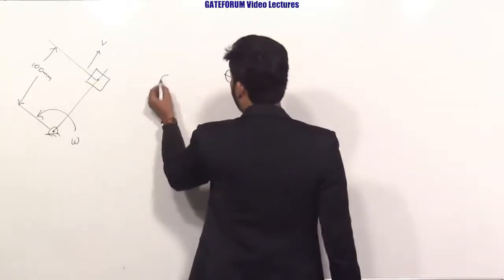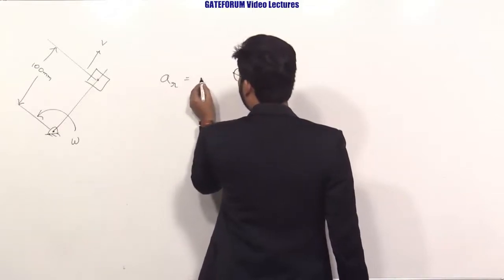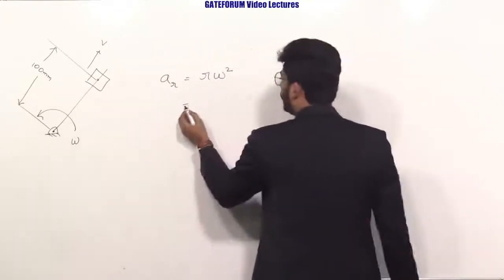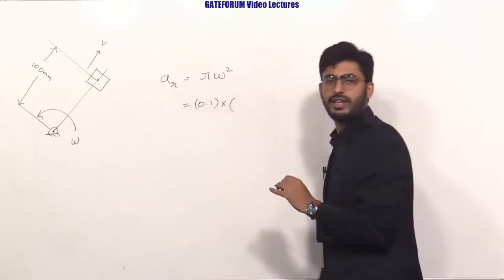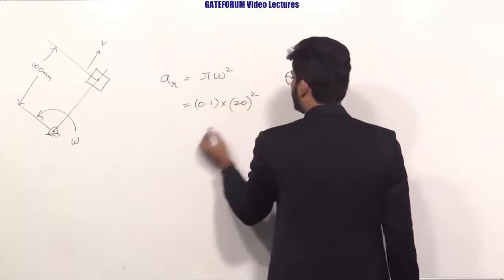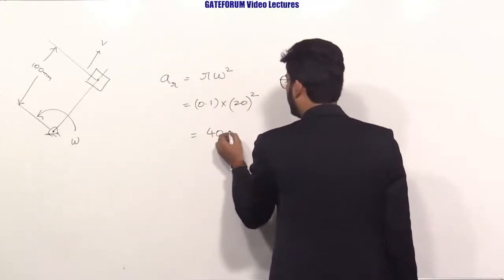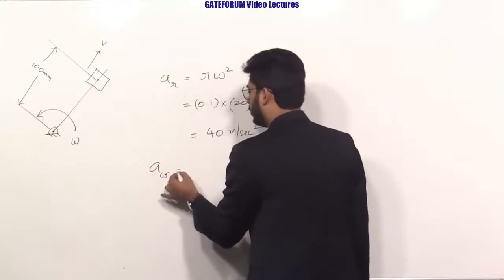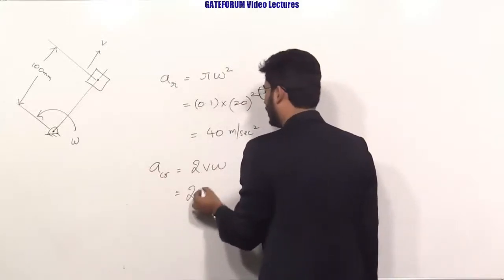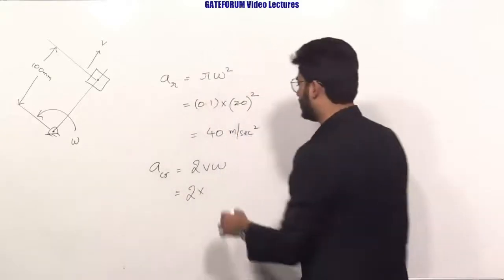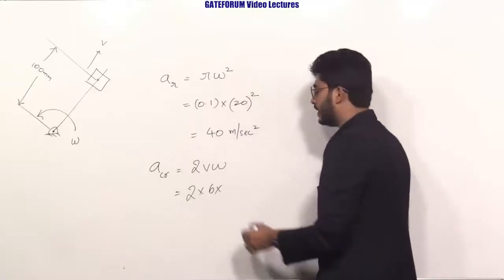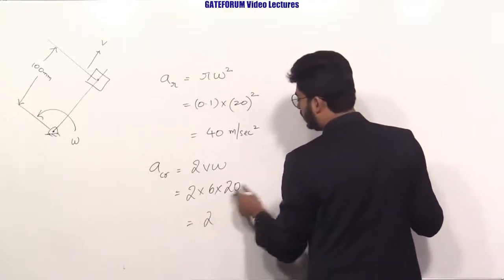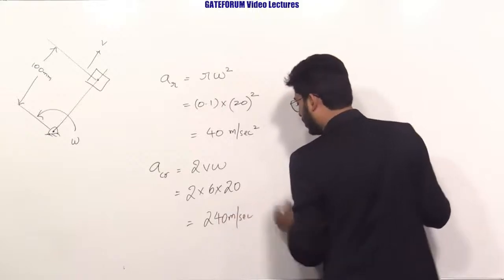So now the radial component will be r omega square, that is radius of the link is given as 0.1 into angular velocity of the link is given as 20 square, that is 400 into 0.1 is 40 meter per second square, A radial. Next will be A Coriolis. A Coriolis will be 2V omega, 2 into velocity of the piston, which is given as 6 meter per second, into omega, 20 radian per second. So this is 12 into 20, which is 240 meter per second square.